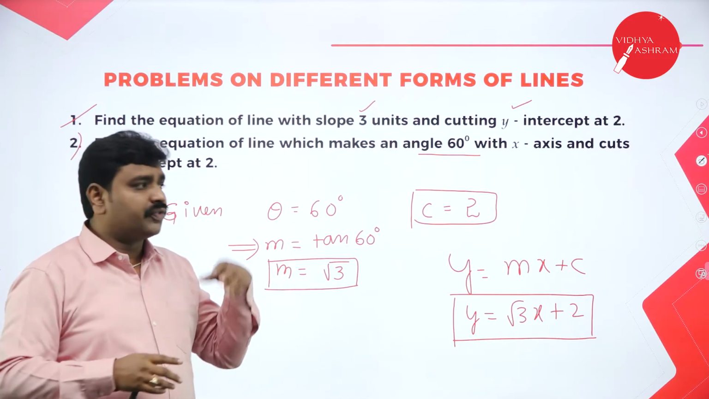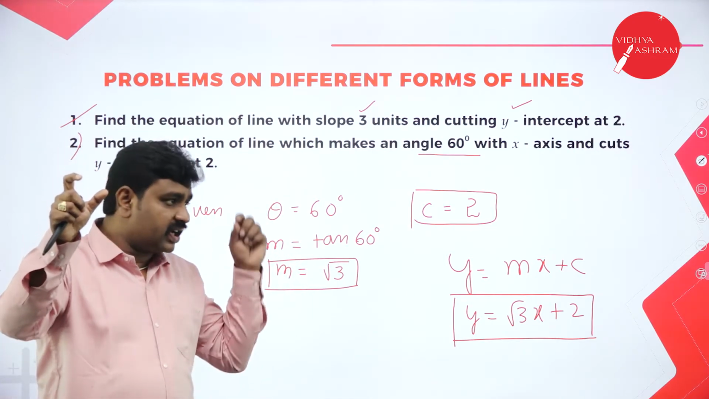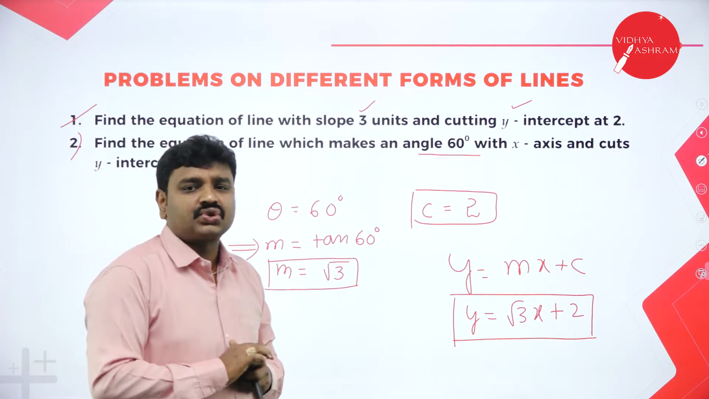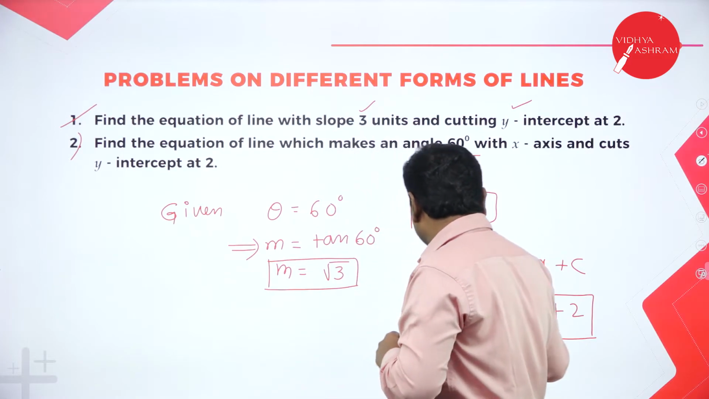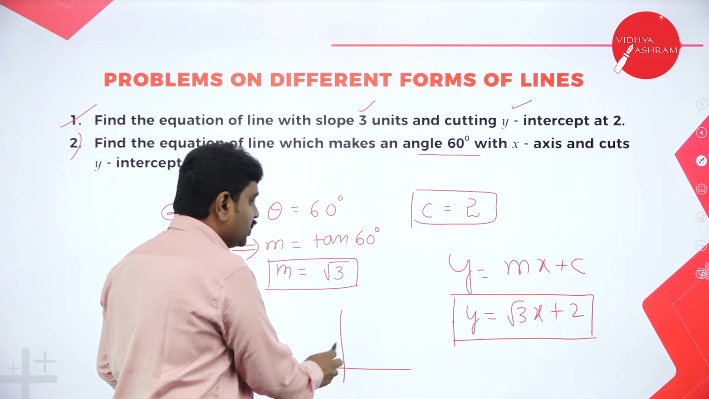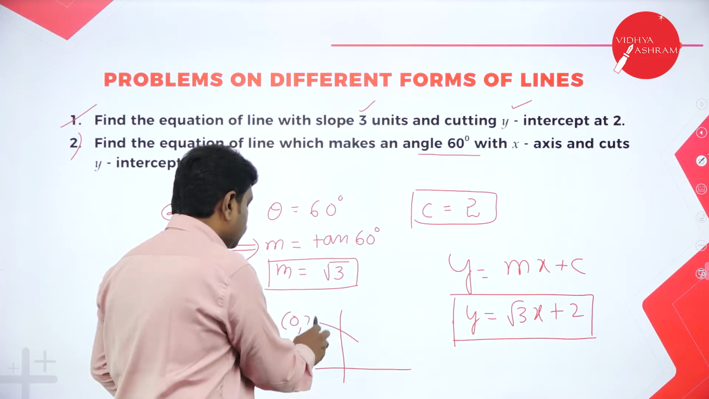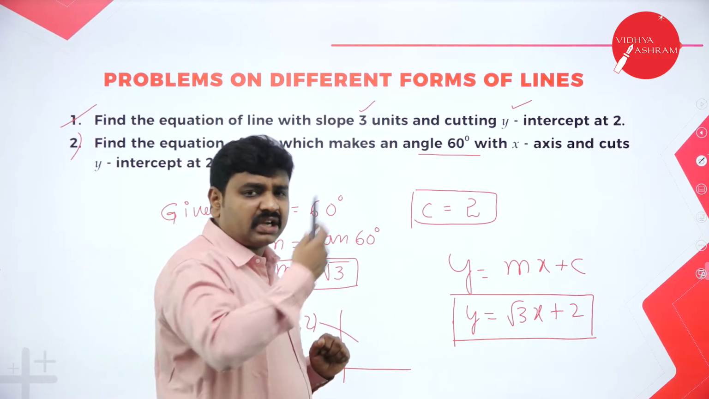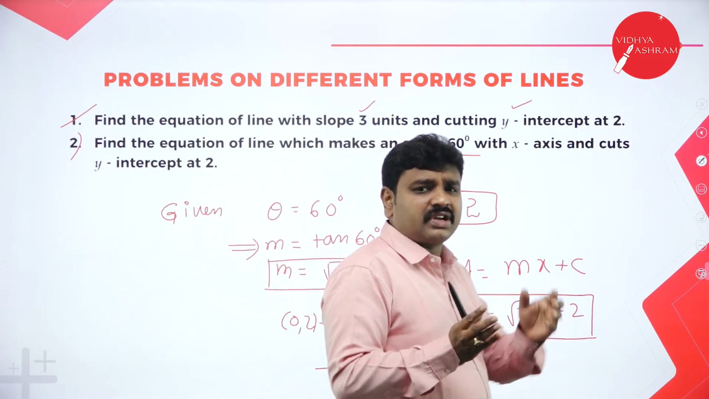Problems are direct. Read the question, write the given data in the form of symbols, and substitute, you will get the answer. My dear students, see now this is a line. So when I write this, this line is cutting the y-intercept at (0, 2). I can analyze the diagram by seeing the equation. That is the purpose of this chapter. Later we'll see other cases also. First we'll learn the basics.